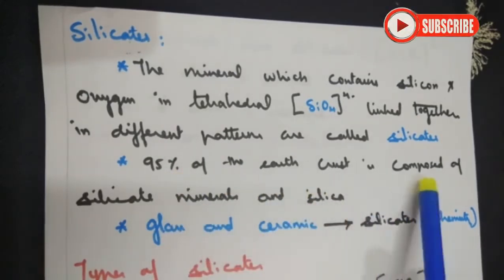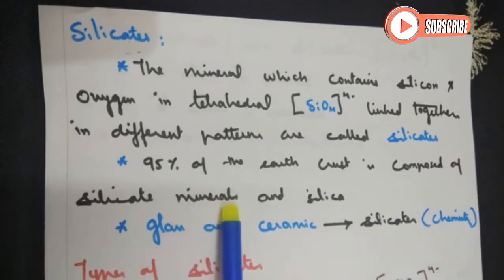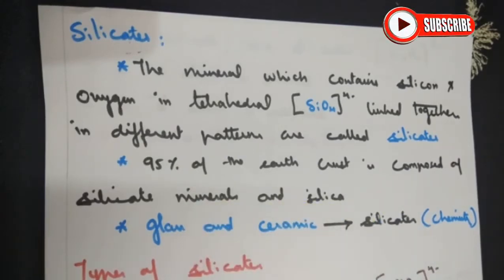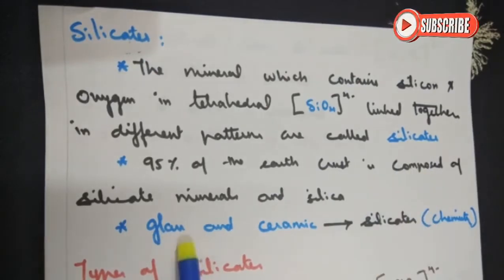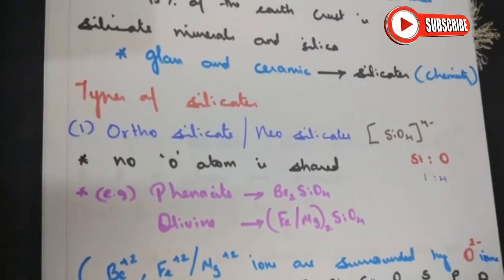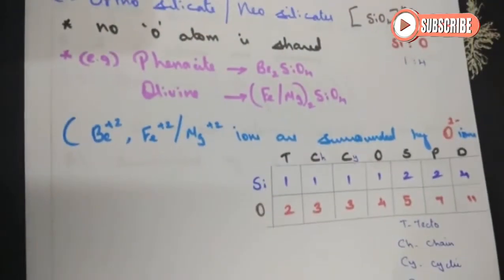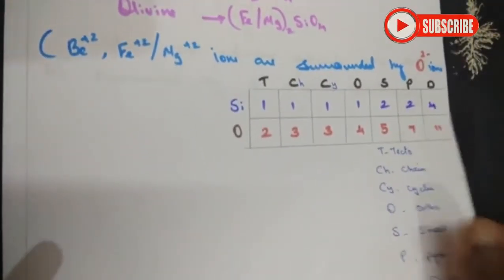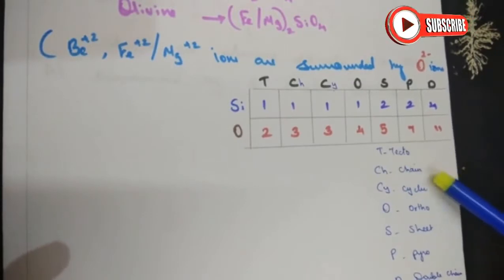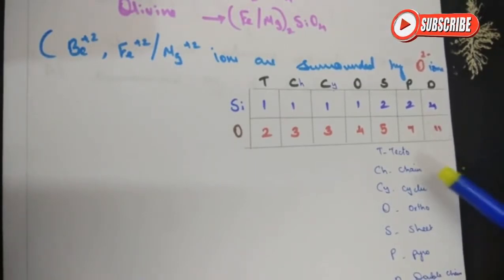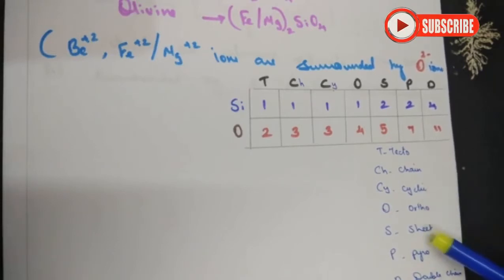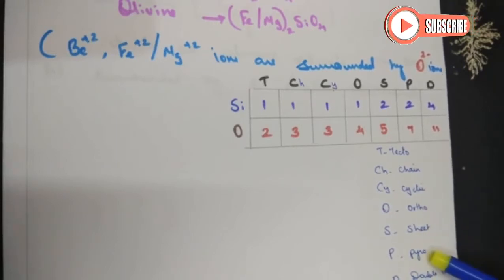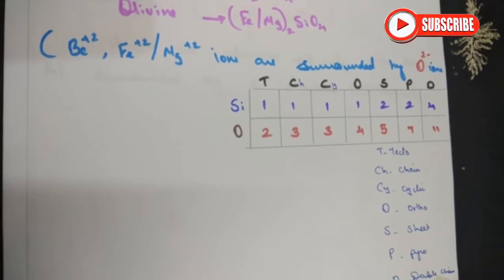95% of the earth crust is composed of silicate minerals and silica. The applications of silicates are found in glass and ceramic industry mostly. Moving on to the types of silicates, there are 7 types of silicates: tectosilicate, chain silicate, cyclic silicate, orthosilicate, sheet silicate, pyrosilicate, and double chain silicate.